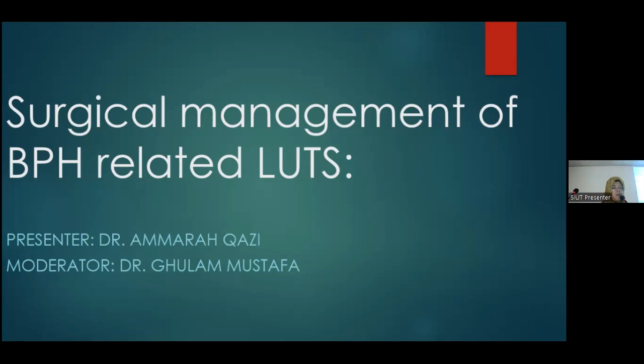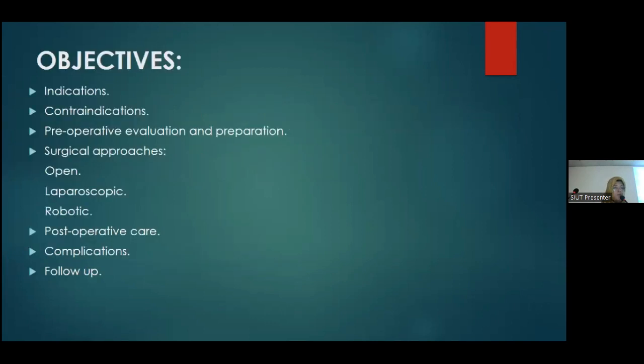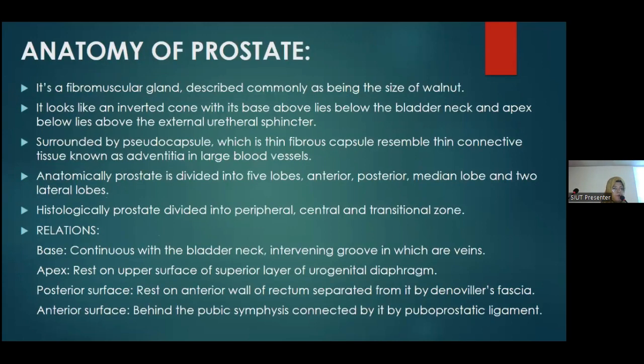My name is Dr. Amara Kazi, and my topic of presentation is surgical management of the BPH related LUTS. Today, we are going to study some open surgical techniques for simple prostatectomies and the laparoscopic and robotic approach. Our objectives today will be the indications, contraindications, preoperative evaluation and preparation, surgical approaches, and the post-operative care, complications along with the follow-up.